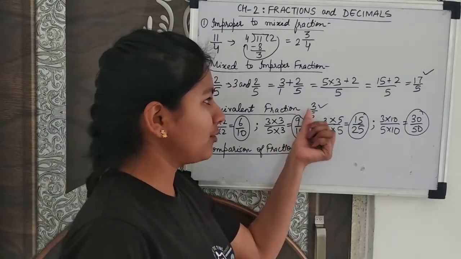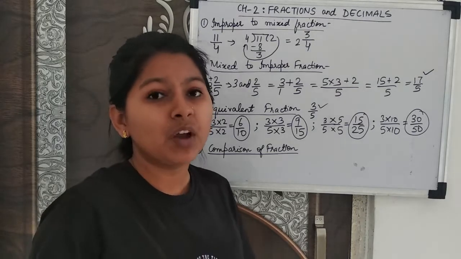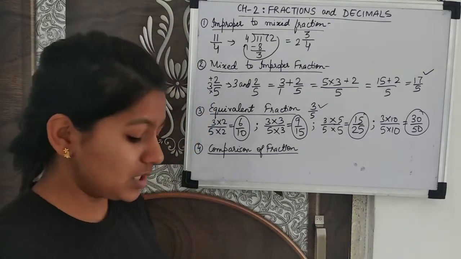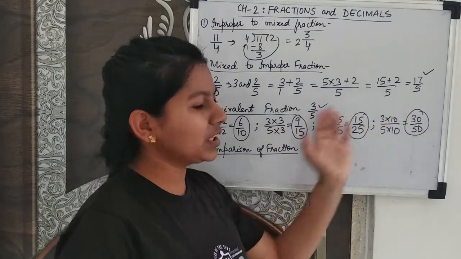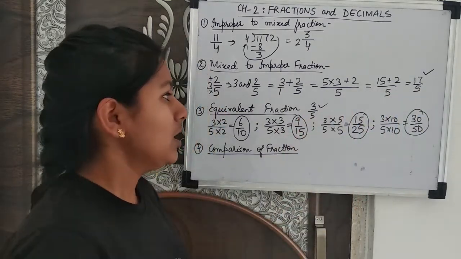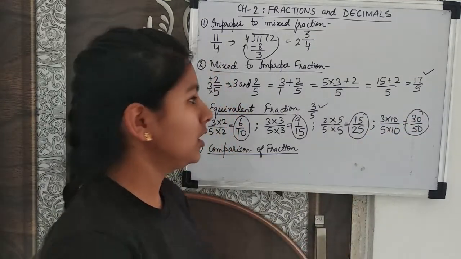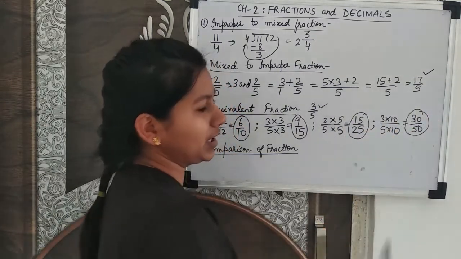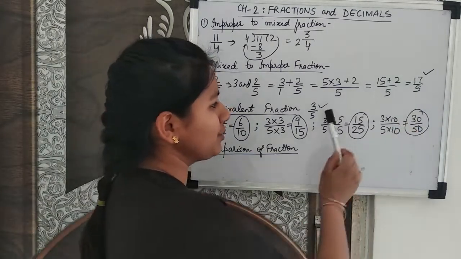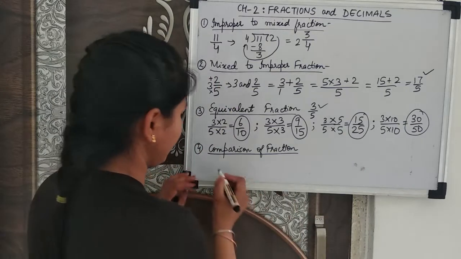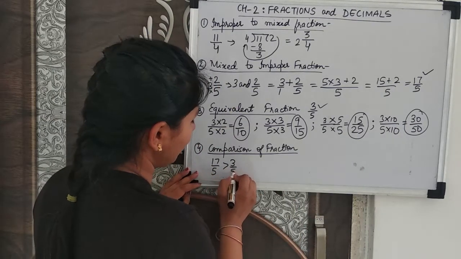I want to check which one is bigger or which one is smaller, that is what compare means. So I can see in both the cases the denominator is 5. So now the only thing we have to check is the numerator. Wherever the numerator is bigger, that fraction will be bigger. So 17 by 5 is bigger than 3 by 5. 17 by 5 is greater than 3 by 5.